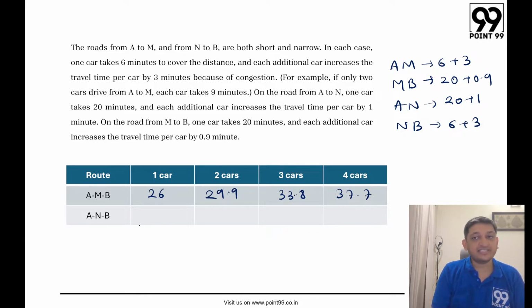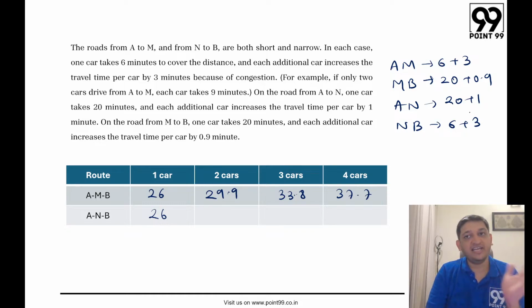सिमिलरली ए एन बी का कॉन्टेक्स्ट क्या है? ए टू एन एंड एन टू बी अगर एक ही कार जाता तो 20 plus 6, 26 में उसका काम निकल जाता. वन कार इंक्रीजेस, 4 से बढ़ जाता है, 1 for A N and 3 for N B. So this will become 30. Another 4, 34, another 4, 38.